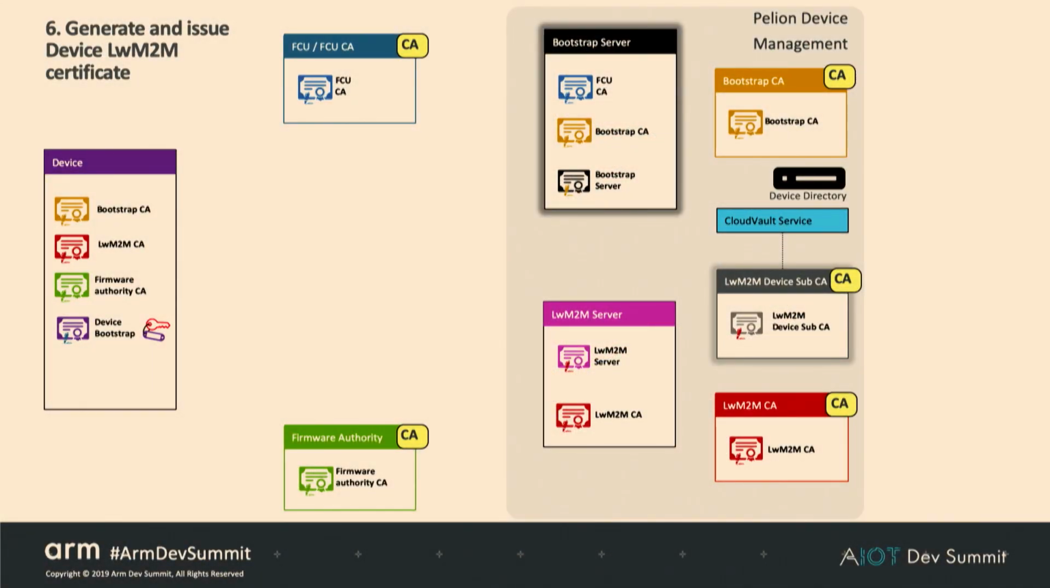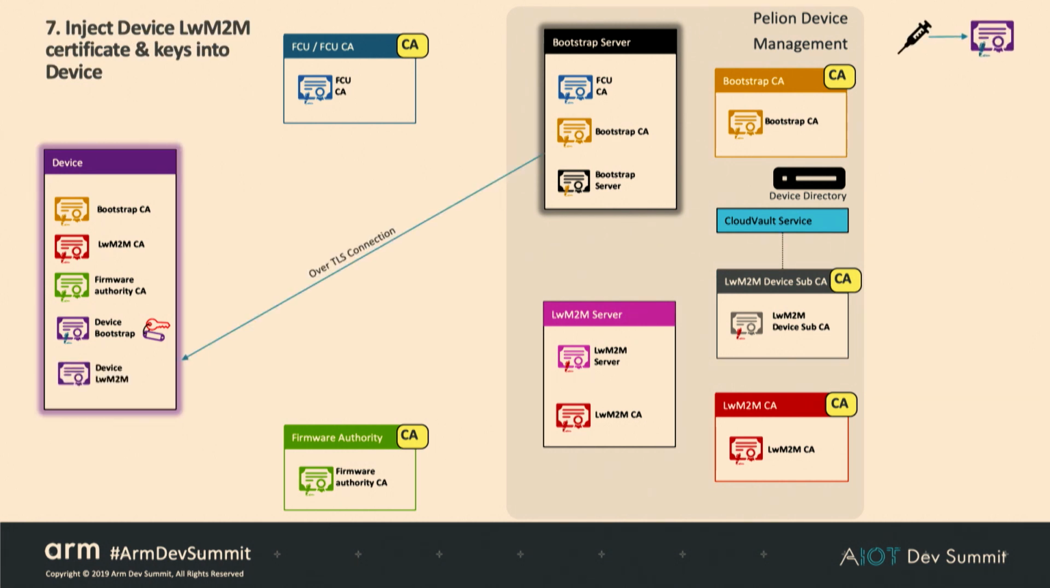And that certificate gets generated and issued by the lightweight M2M device sub CA that sits inside of Pelion, which is owned and operated by ARM, so you don't have to. The certificate gets generated, it gets signed, it gets issued, and that then gets injected into the device over a TLS connection. If you haven't generated the keys yourself, you can then inject them over TLS into the device.